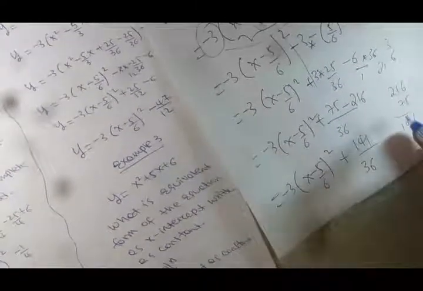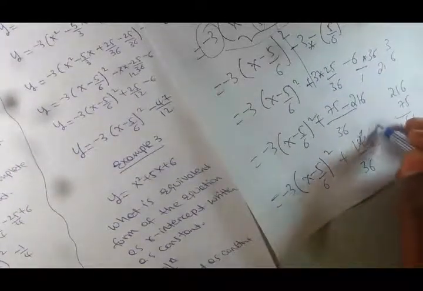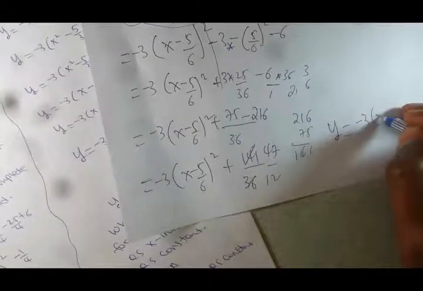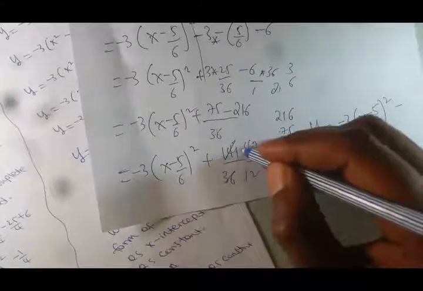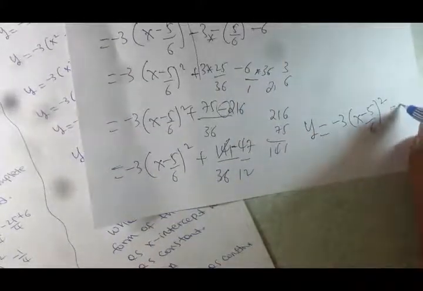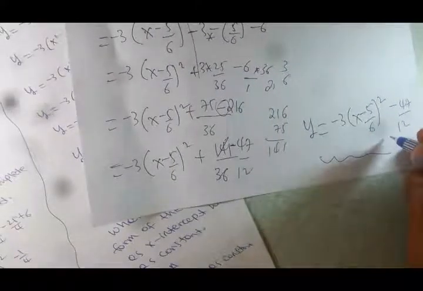141 by 3 47 by 3 12. Therefore y is equals to minus 3 x minus 5 over 6 the whole square plus, this is not, there will be a minus sign because this is a negative, minus 47 over 12 will be when the minimum or the maximum appear as a constant.